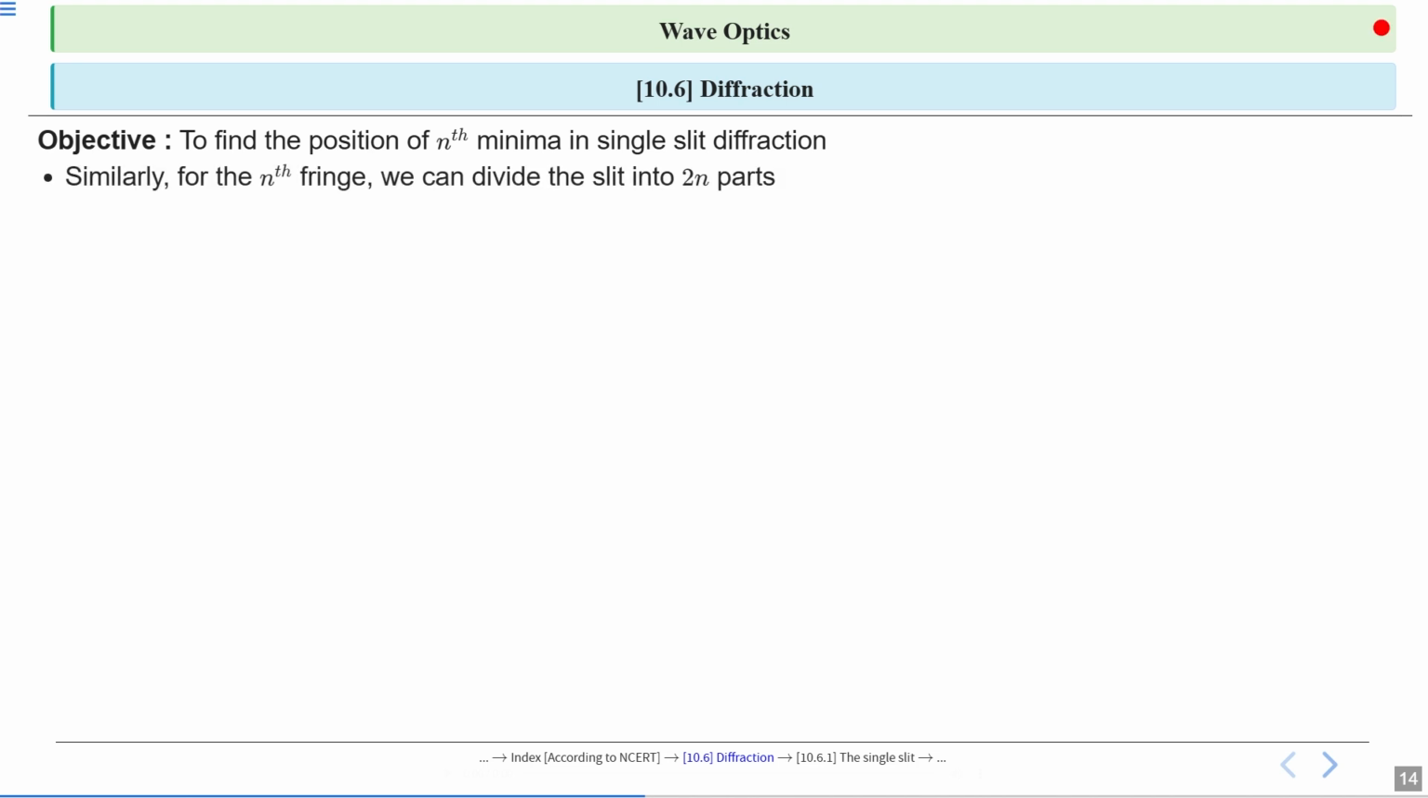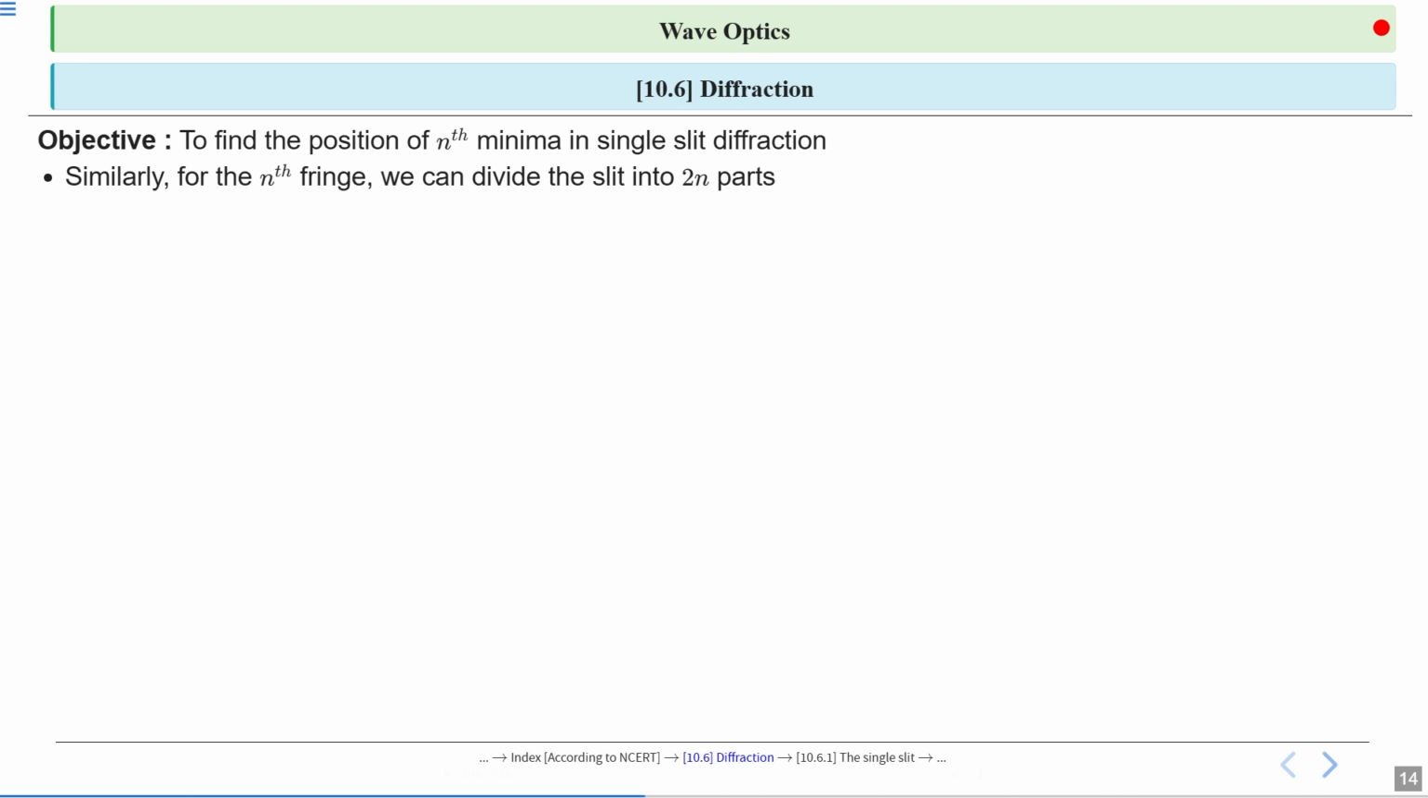So let's start by considering the nth fringe. When we found the second minima, we divided the slit into 4 parts. When we derived the first minima, we divided the slit into 2 parts. Now we are considering the nth minima, or we are going to find the position of nth minima. So we can divide the slit into 2n parts.